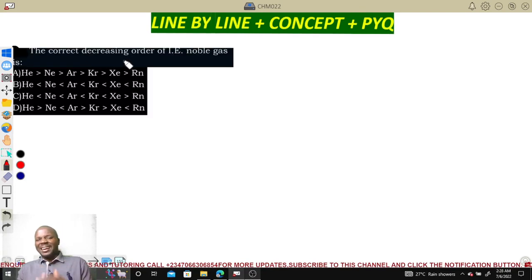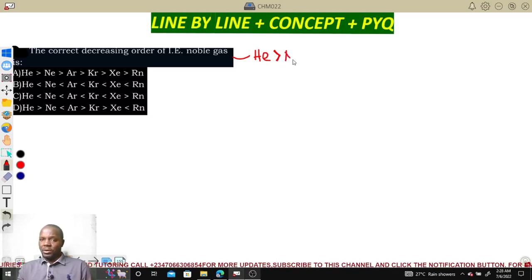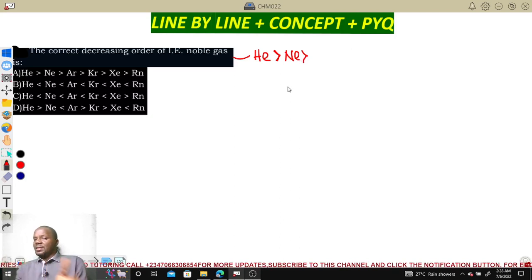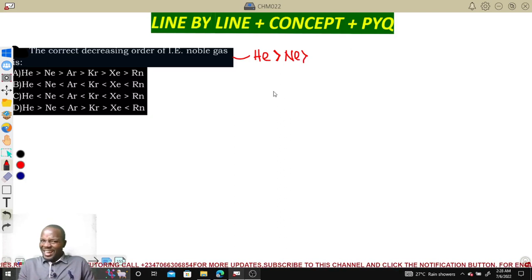Now, the correct decreasing order of ionization energy or ionization enthalpy of noble gas is, we said, the first one is helium, and it decreases. Helium is greater than the next member, neon. Neon is greater than the next, because as the atomic number increases, the ionization enthalpy or ionization energy decreases. I hope you are following.